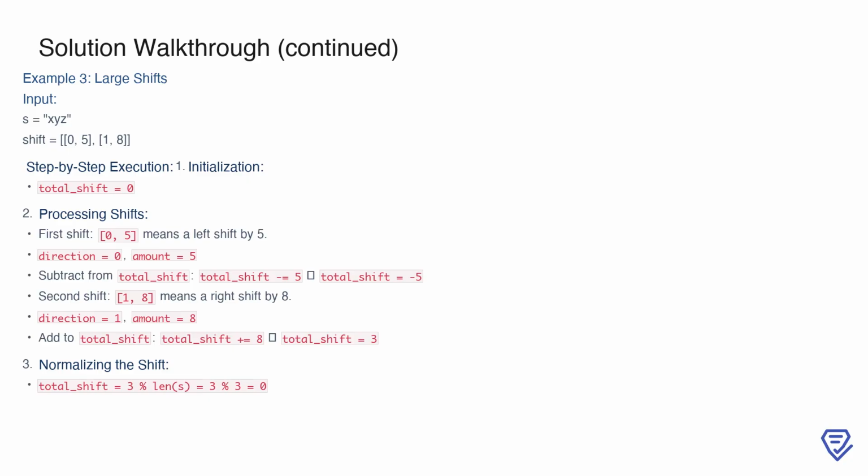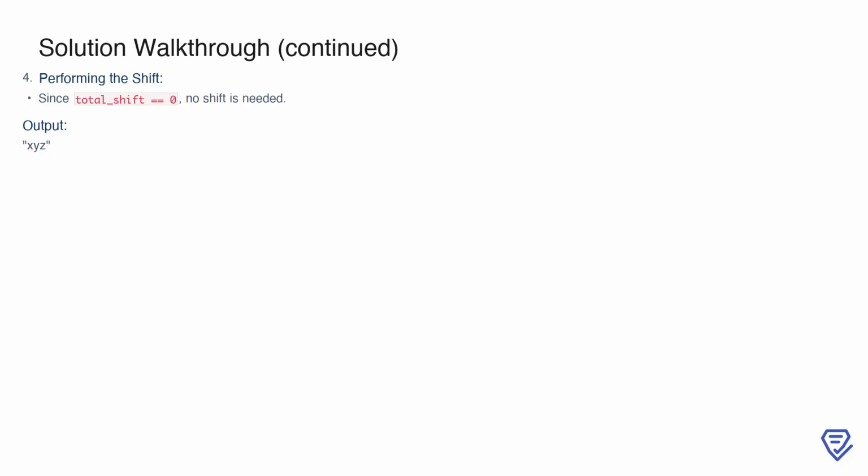The normalization step confirms that the net effect of these large shifts is equivalent to no shift at all. Since total_shift is 0, we do not need to perform any shift on the string XYZ. The original string remains unchanged, so the output is simply XYZ. This example highlights how normalization effectively handles large shift values, reducing them to their equivalent within the bounds of the string's length. By applying these steps consistently, we can handle any combination of shifts efficiently and accurately.